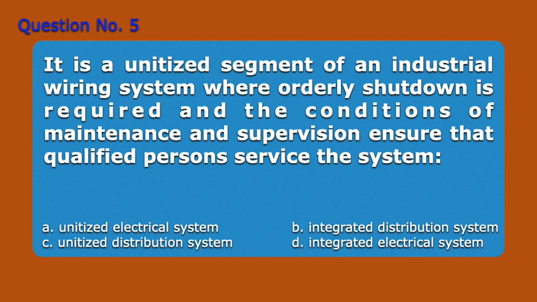Question number 5. It is a unitized segment of an industrial wiring system, where orderly shutdown is required, and the conditions of maintenance and supervision ensure that qualified persons service the system. A. Unitized electrical system. B. Integrated distribution system. C. Unitized distribution system. D. Integrated electrical system. Answer: D. Integrated electrical system.